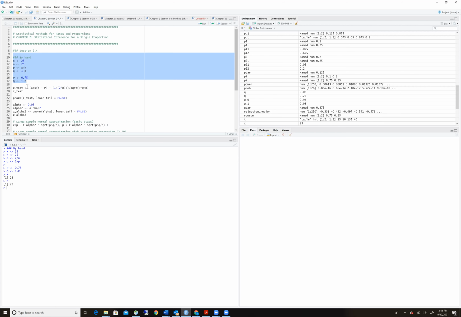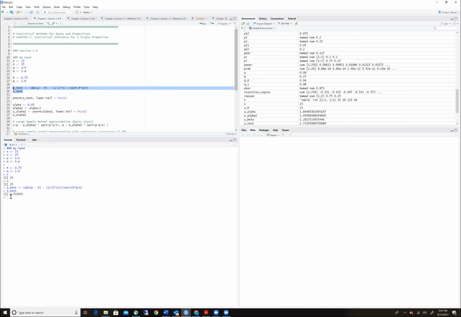And then we could set up the hypothesis test by getting the test statistic. And based on what we saw in the previous notes, we can calculate this by hand by doing the absolute value of the observed probability of success minus the assumed probability. And then we have the continuity correction and then the square root of PQ over N. So if I do that, then I can get my test statistic, which is 1.73.